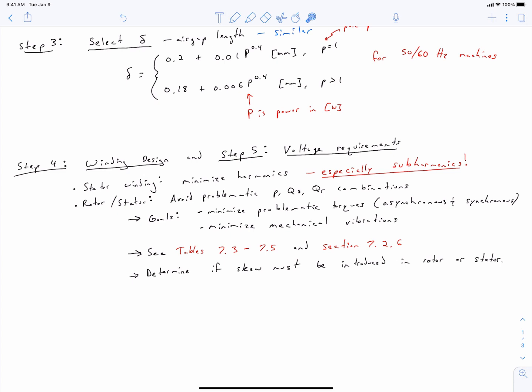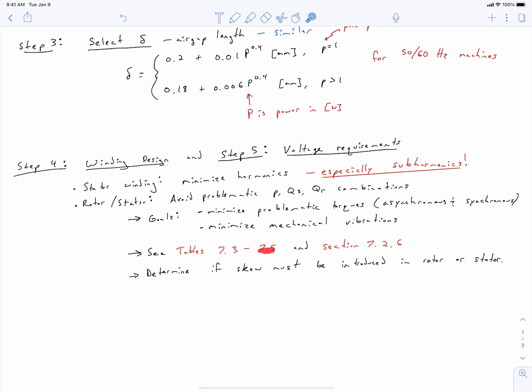So see tables 7.3 through 7.5 in the textbook and section 7.2.6 for a discussion on how to pick combinations of P, QS, and QR. And what you'll find is that for a two-pole machine, there actually aren't any combinations of stator and rotor slots that are deemed to be acceptable. And so then what you have to do is consider introducing skew into either your rotor or your stator.